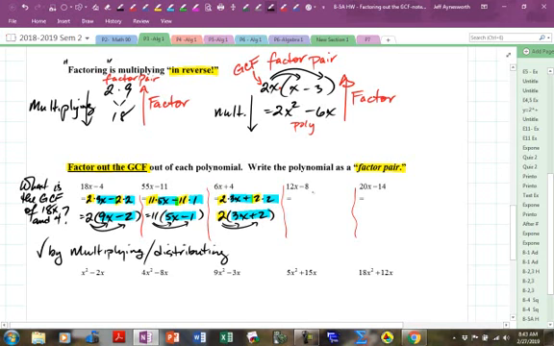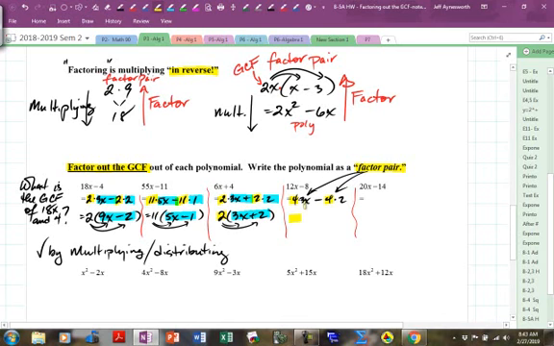Okay, 2 divides into 12 and 8, but also 4 does, and not 6, but 4. 4 is the GCF, so we're going to rewrite 12x as 4 times 3x, and rewrite the 8 as 4 times 2. Those are called factor pairs again, factor pairs. And then I'm going to factor out the 4 because 4 is in common, right? Look right here, it's in common, so let's factor it out.